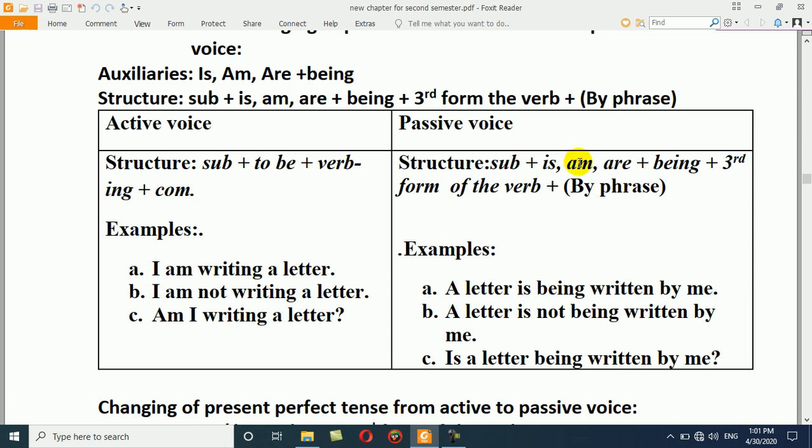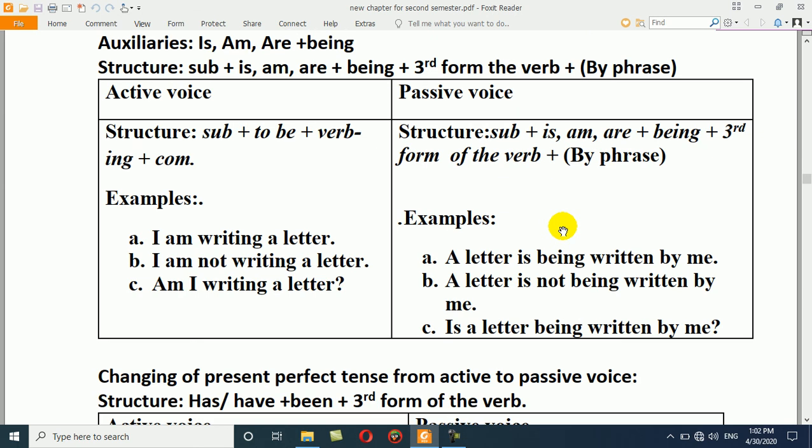Come to the passive voice. The structure which was mentioned above: subject, is, am, are, then being, third form of the verb, then by phrase, which is an optional word. Example: a letter is being written by me. A letter is being written by me, right? Write, wrote, written. Written is the third form of write. This is an irregular word, and we have a list of irregular verbs at the end of the chapter.